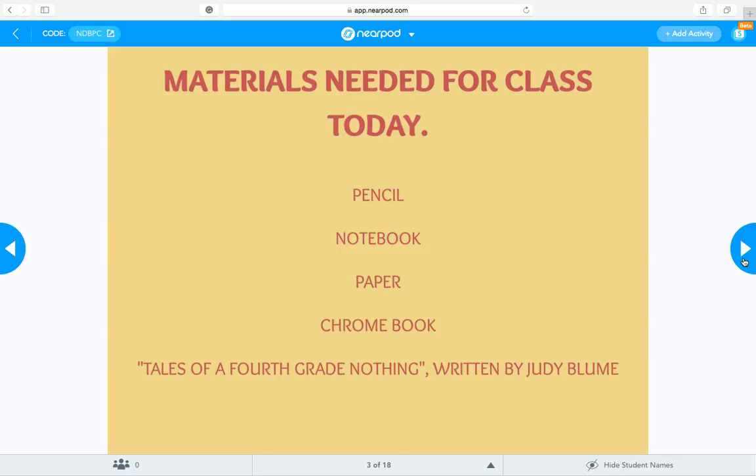So, to begin my lesson, I thought it'd be a good idea to let the students know what materials they would be needing for the day, just to cut down on transition time. So, my very first slide includes the materials that they will need, which is just the pencil, notebook, paper, their Chromebook, and then the book that this lesson is focused around, which is Tales of a Fourth Grade Nothing by Judy Blume.